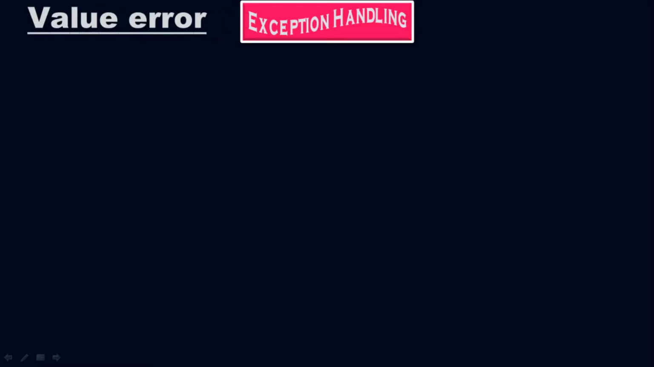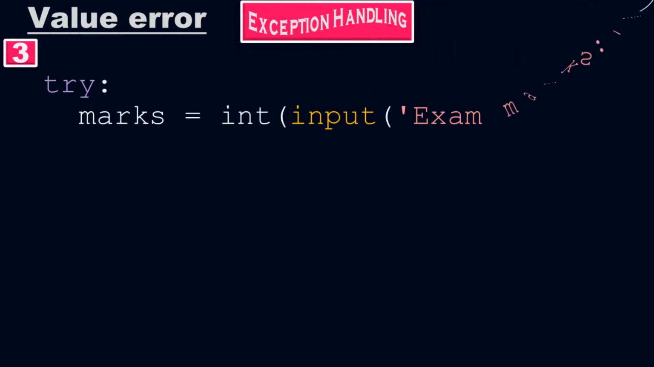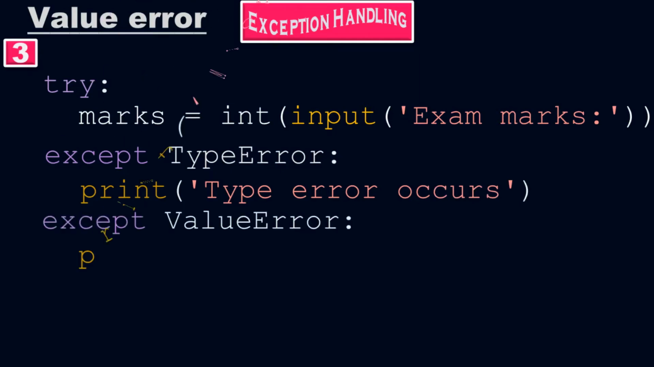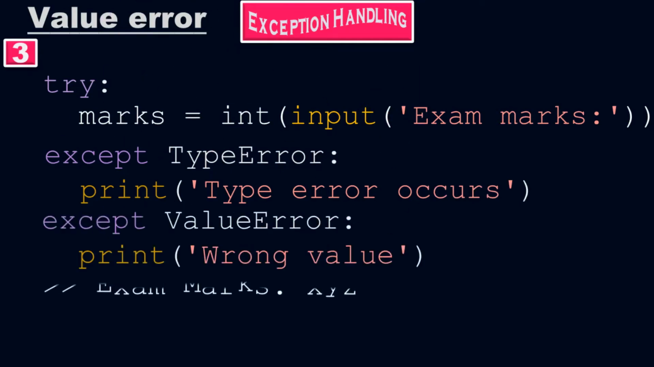Value error. Now let me check an example with the value error. Example number 3. Try: marks equals integer of input of exam marks. Except type error, print of type error occurs. Except value error, print of wrong value.